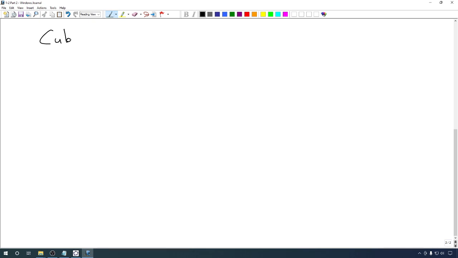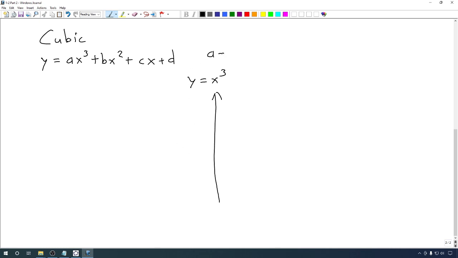Another model here, this is getting a little bit more complicated, is the cubic. This would be something like y equals ax cubed. So here we're going beyond the square that we had for quadratics. But we can have any power of x less than 3. Of course, we have our standard model here of y equals x cubed. Well, I should state here that we don't want a to equal 0. If a equals 0, then all we have is a quadratic, and so we don't need this more complicated category. So here a is not equal to 0.